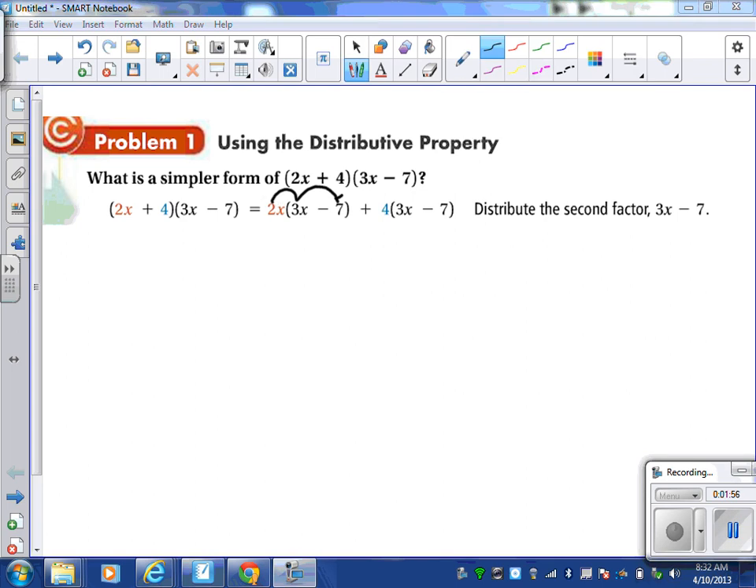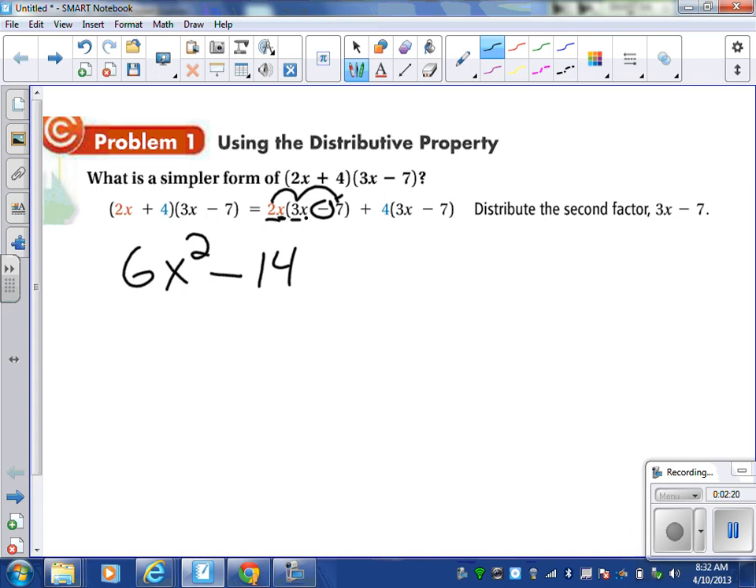So when I do that, I'm going to take 2 times 3 and get 6. x times x, x squared, minus 2 times 7, which is 14, along with the x. Plus, you take the 4 and multiply it with the 3 and get 12x. And then multiply it again with the minus 7, and you get minus 28.